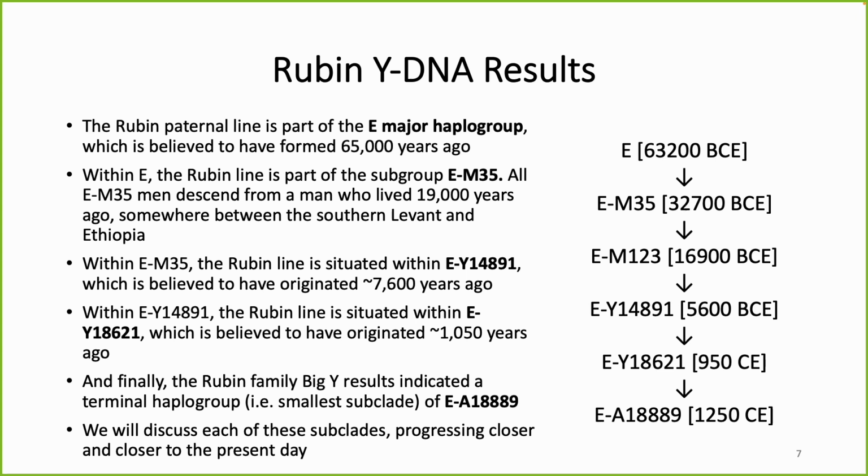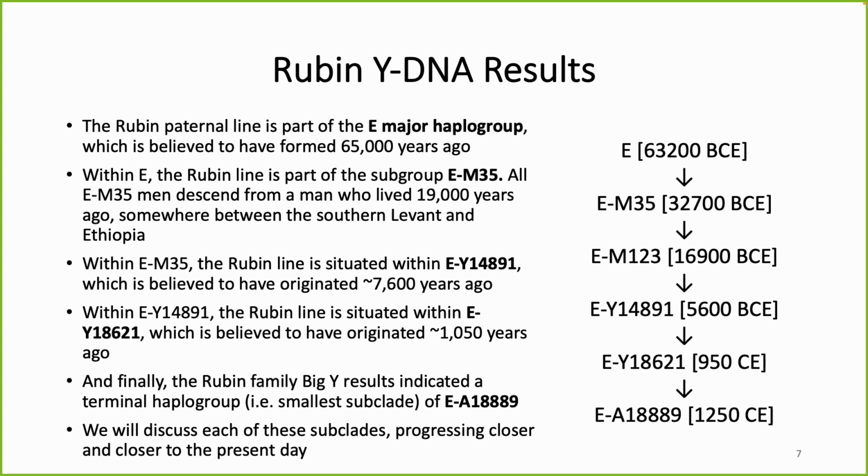So these haplogroups, the major haplogroups, took place tens of thousands of years ago. And Ron Rubin is from this major haplogroup called E. And E formed about 65,000 years ago. So a very, very long time ago. We will talk briefly about that.